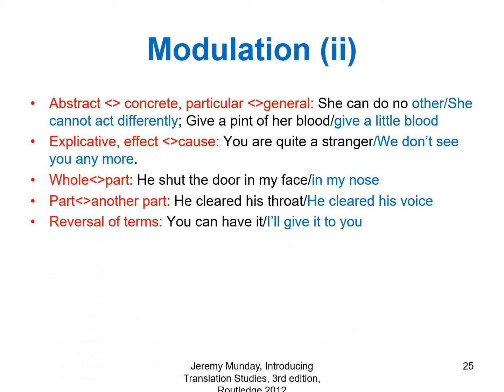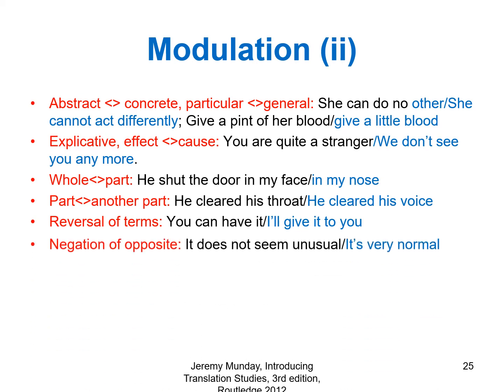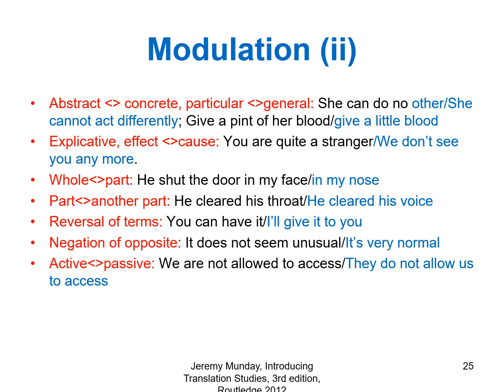Reversal of terms. You can have it, I'll give it to you. See, another change of point of view. We're saying the same thing with a slight change in point of view. Negation of opposite. It does not seem unusual. It's very normal. See, we are just reversing the terms here in terms of negation of opposites. Active or passive. We are not allowed to access, they do not allow us to access.